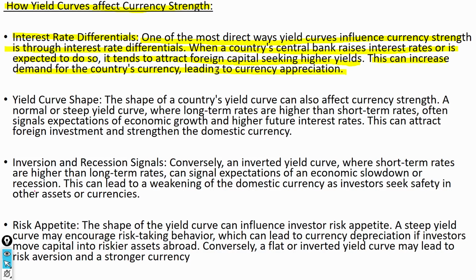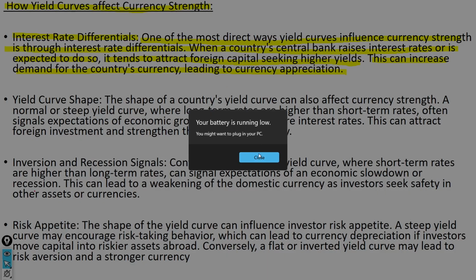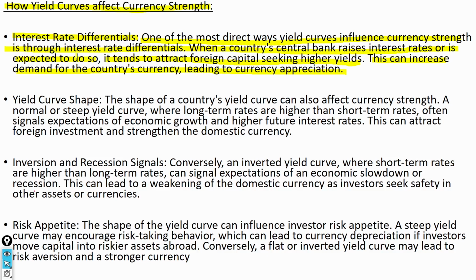So this is very direct, as you have seen in the example of the dollar. When the short term yields are very high, that of course means even the home currency, the dollar in this case, is likely to also remain strong for that period of time. Another one is the yield curve shape. The shape of a country's yield curve can also affect currency strength.